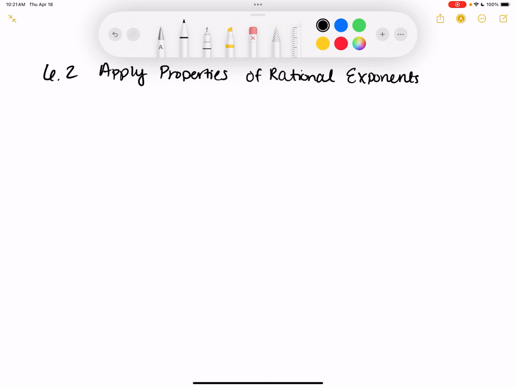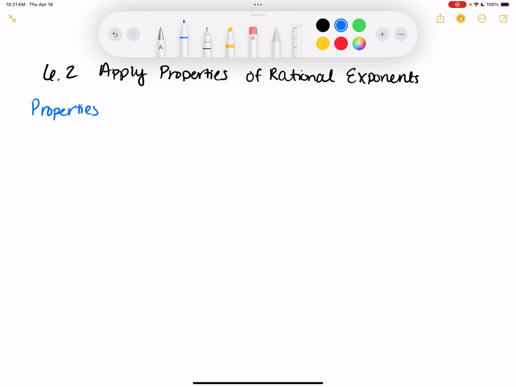The properties dealing with rational exponents are the same as our normal exponent rules. For example, a to the m times a to the n is equal to a to the m plus n. All those are the same, so I'm not going to rewrite those. Just remember those from when we did exponents. But we do also have properties of radicals.